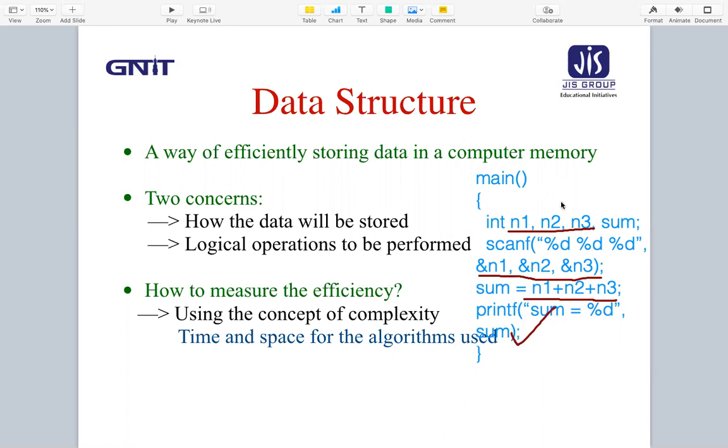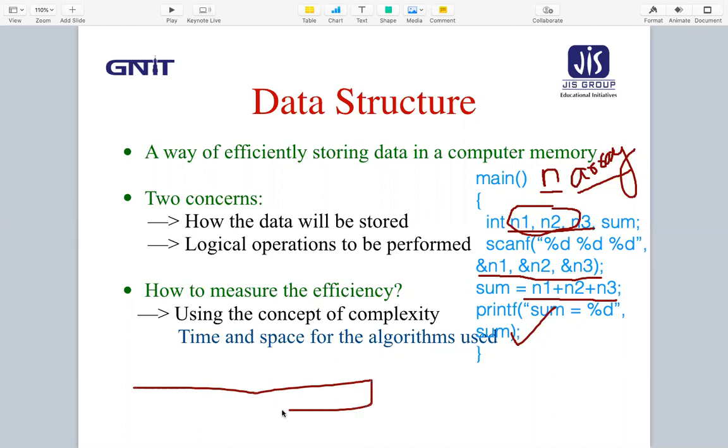Now suppose, instead of three numbers, we want to find the sum of n numbers. The variable type we will typically use for that is an array of type int. Why should we do that? Because to find the sum of n elements, it is not possible to take n variables, since individual variables are stored in different memory locations. If we take an array, the array elements will be stored in contiguous memory locations.